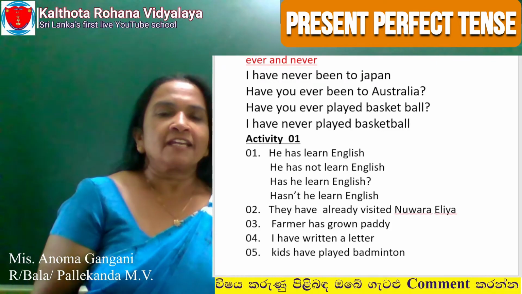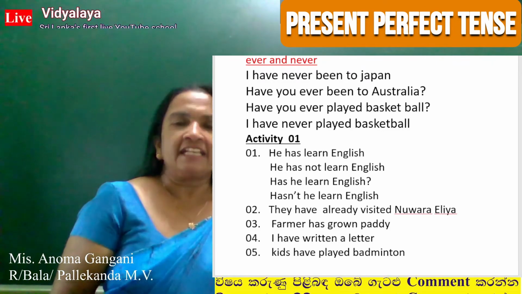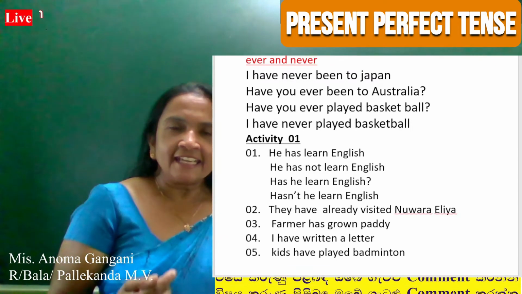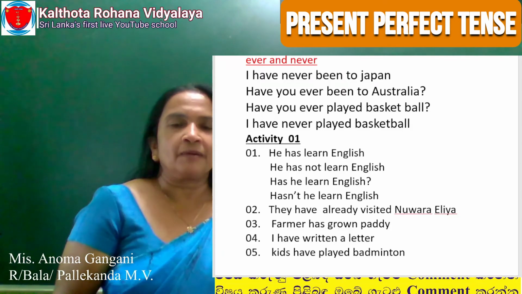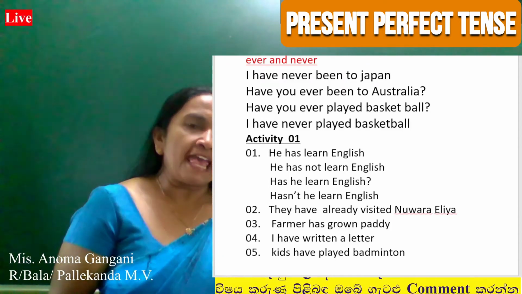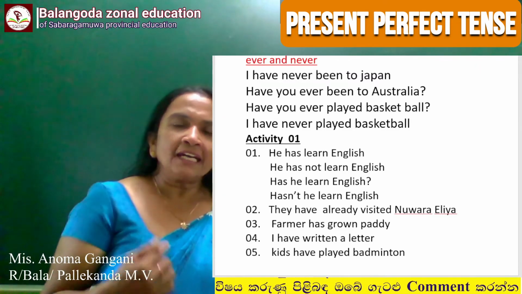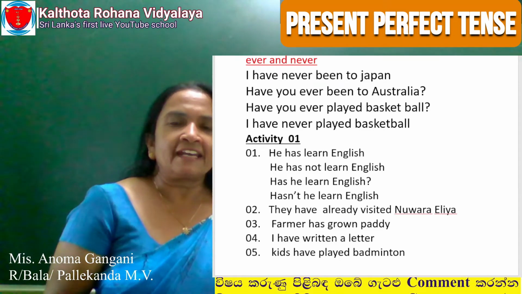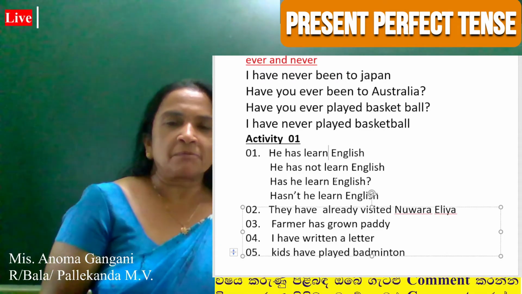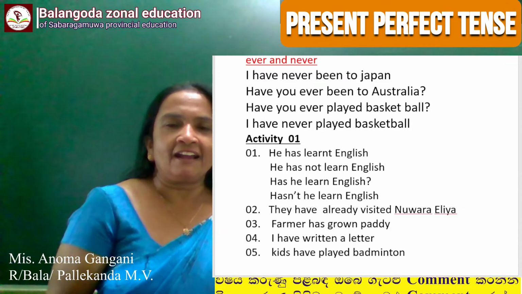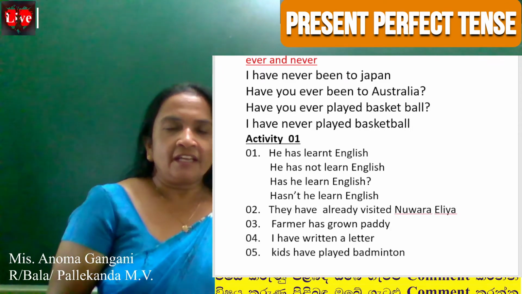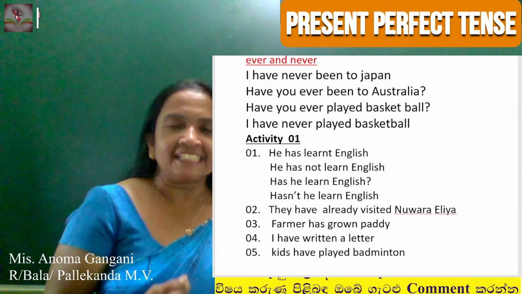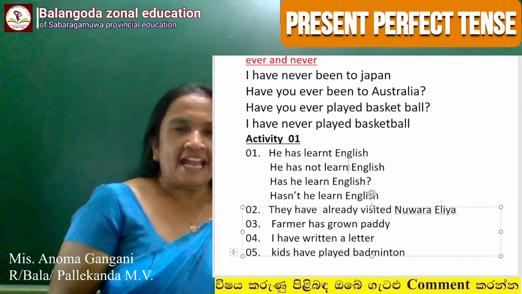Right. First one. Now see. He has learned English. The subject is singular, so we use has. From learn we get learned. Here is a spelling mistake: L-E-A-R-N-T is the past participle of learn. He has learned English. The next one also has a spelling mistake. He has not learned English. He should be there.